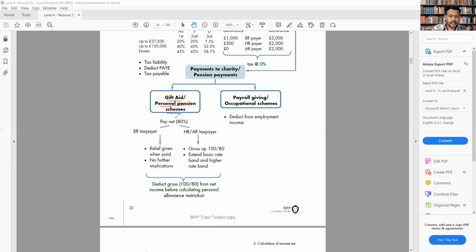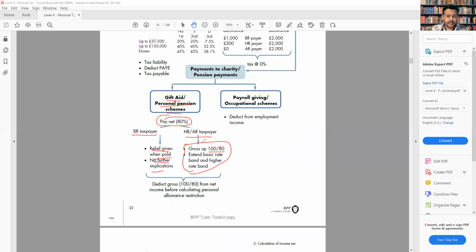So this one is net, you pay net 80%. So basic rate taxpayer, relief is given when paid, no further implication. Higher rate taxpayer, gross up 100 to 80, extend the basic rate band and higher rate band. So this one is very important. This is not very important, but this one is very, very important. Deduct gross from the net income before calculating the personal allowance restriction.